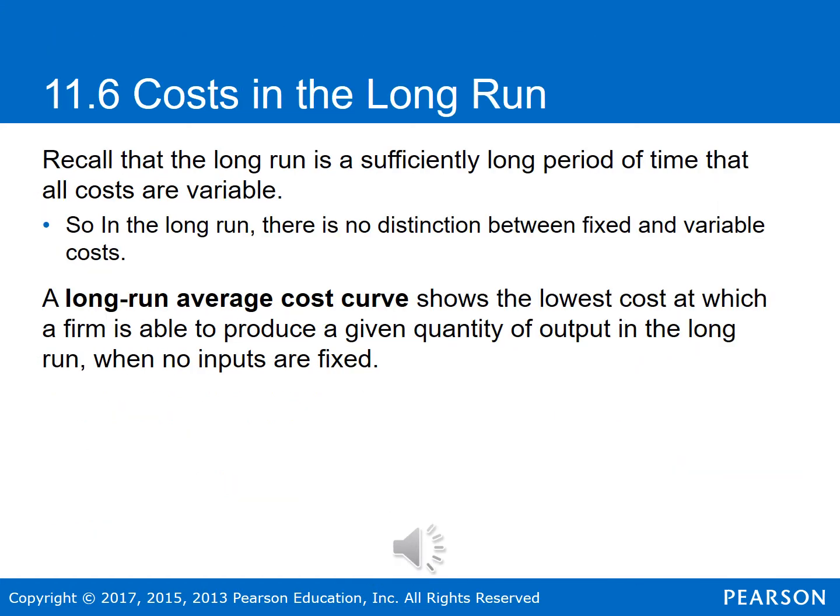Now that's in the short run. Now let's look at these relationships in the long run. In the long run, all costs are variable, so there's no difference between the fixed and the variable cost. While firms must try to maximize their short-run profits, they also consider the longer run. So in the long run, Jill, from our previous example, could choose to buy more pizza ovens or to expand her restaurant. So the long-run average cost shows the lowest cost at which a firm is able to produce a given quantity of output in the long run when no inputs are fixed.